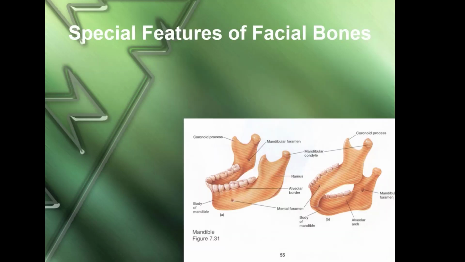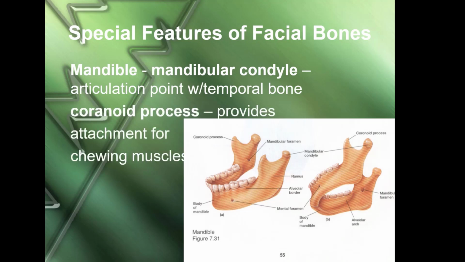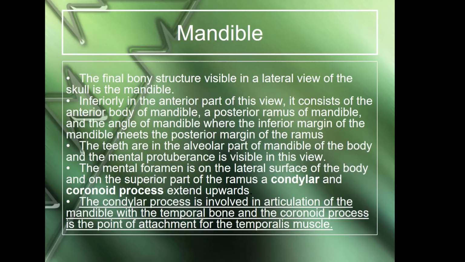And we have also special features of the facial bone, especially for the mandible. We have the mandibular condyle. This is the articulation point with the temporal bone to form the TMJ, temporomandibular joint. The coronoid process is another one. This provides attachment for the chewing muscles. This is in front, while in the back, we have the mandibular angle.